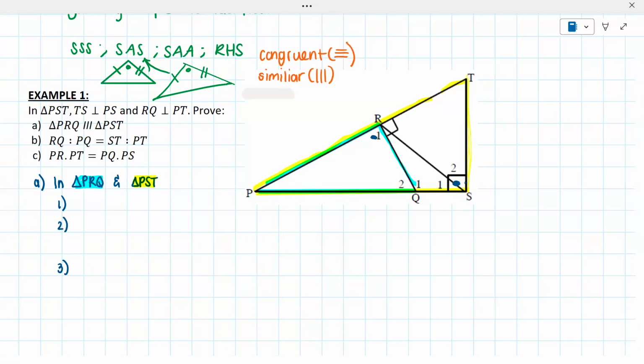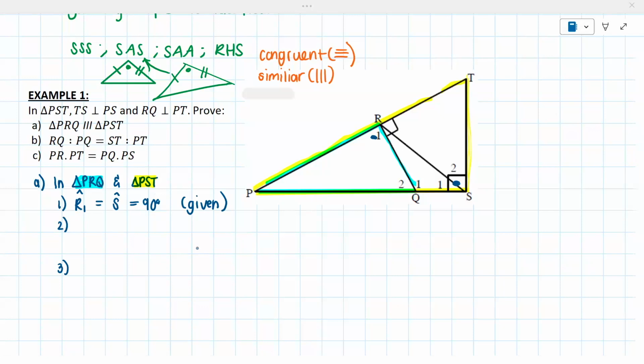Remember, we were told RQ is perpendicular to PT, so we know R1 is equal to 90. And we were told that TS is perpendicular to PS, so we know angle S or PST is equal to 90. Now, there's a couple different ways that you can say this. R1 is equal to S, which are both equal to 90. You could then give your reason as given. Or you could leave out the equals 90, and in your reason, you could say both equal 90. It's up to you. That's how I say it. Alrighty. So that's my first angle.